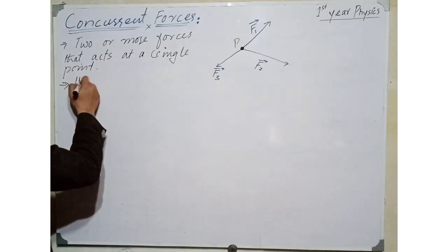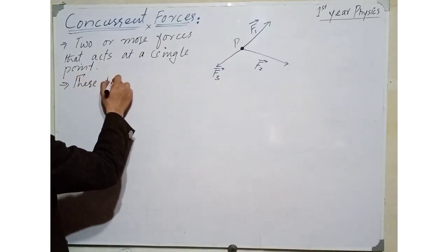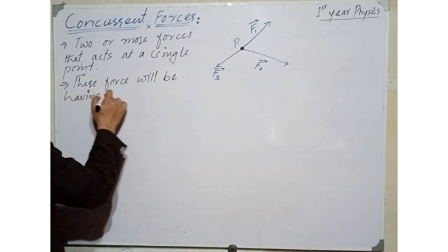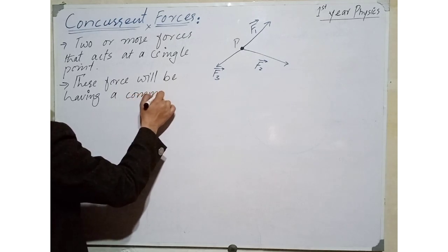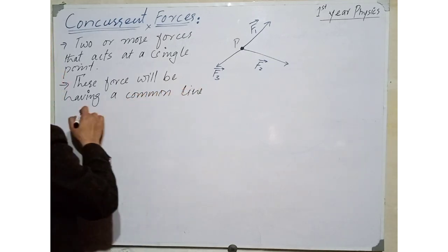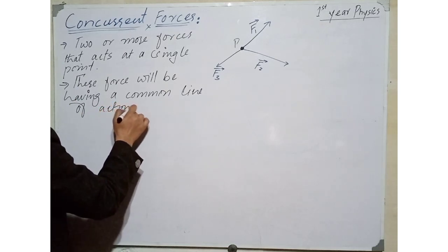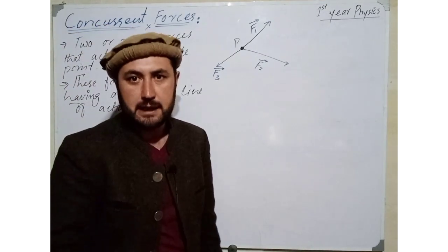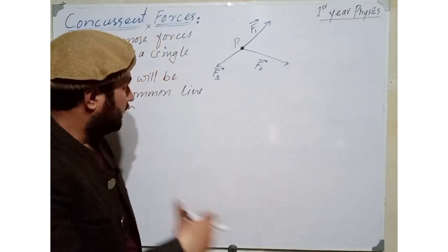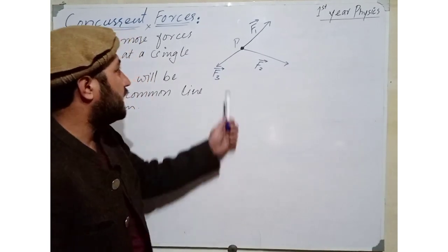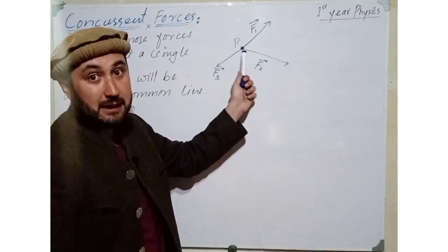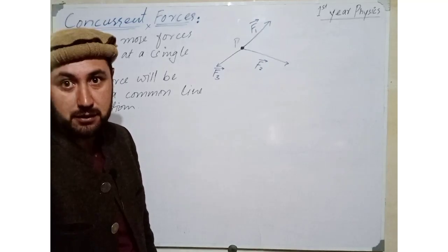So we can write that these forces will be having a common line of action. Okay, right. So if three students apply force on a single point object, in whatever direction, no matter what direction they apply it in, if the point of action of all such forces is the same, then such forces can be considered concurrent forces.